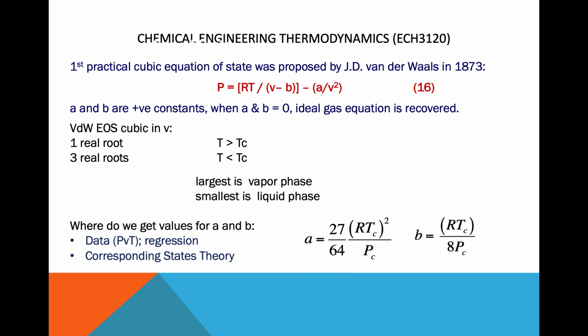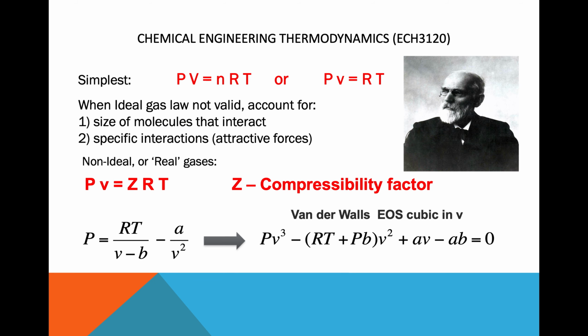Okay, the first practical cubic equation of state was proposed by Van der Waals. He is proposing this instead of PV equals RT, where A and B are positive constants. When A and B equal zero, the ideal gas equation is recovered, right? Because the ideal gas equation is not valid due to situations one and two, this is for non-ideal and real gases.